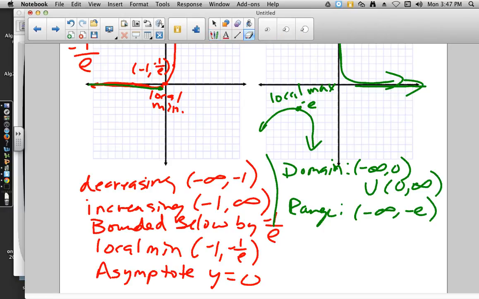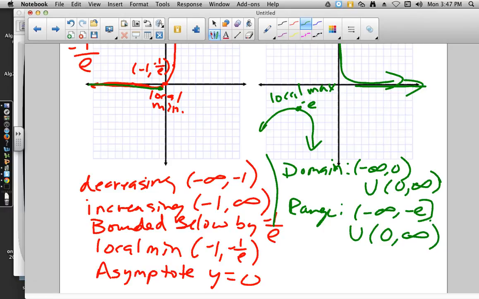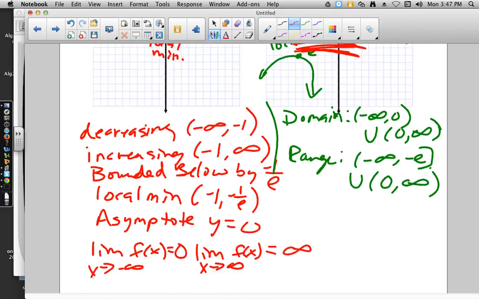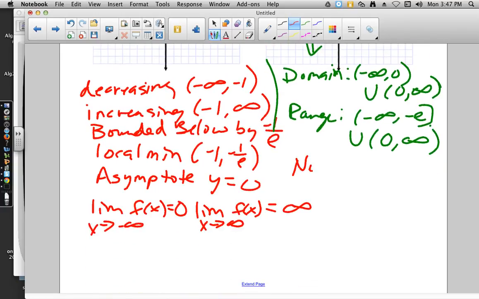Oh, and I do want to include that point. That is my highest point there. And then we go to 0 to infinity. There's a couple of y's right here that we are not using, and that's what we want to make sure that we have out of there. This does not cross ever the x-axis, so no intercepts.